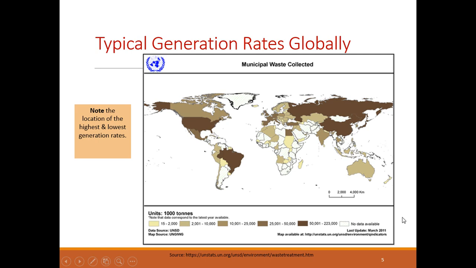So basically what I want you to note here is that there is a direct correlation between waste generation rates and affluence, whether it is a household, a community, or a national economy. Affluence directly influences waste generation rates.